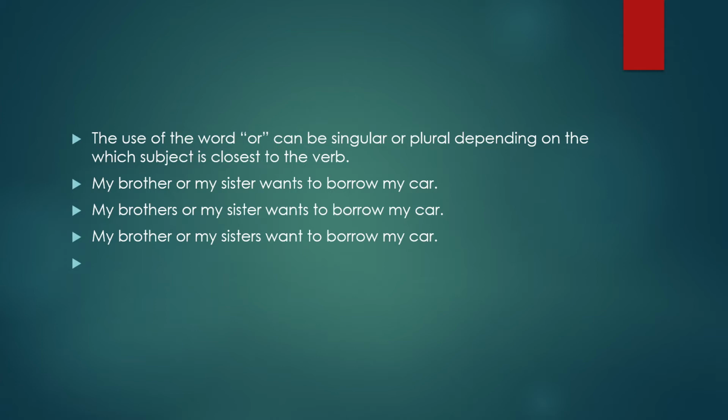So my brother or my sister wants to borrow my car. Only one person wants to borrow it. Now, in this case, it doesn't matter whether brother or sister is closer because they're both singular. So it's either going to be he wants to borrow my car or she wants to borrow my car. No difference. The next one there is where it gets tricky. My brothers or my sister wants to borrow my car. So since sister is closer, she wants.